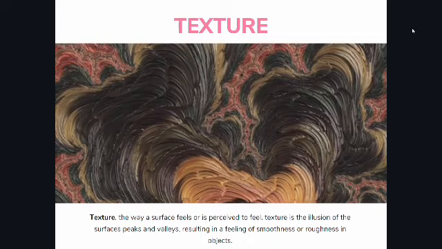Next is texture. Texture is the way a surface feels or is perceived to feel. Texture is the illusion of the surface's peaks and valleys, resulting in a feeling of smoothness or roughness in an object. For example, we touch a soap. When it is new, it's kind of rough, but when we use it, because it gets wet, now it becomes smooth.